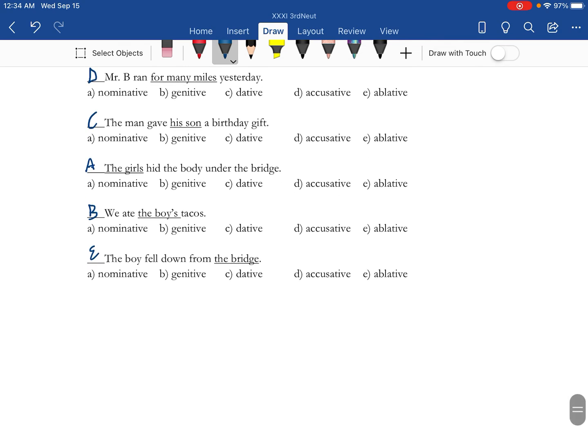Moving away from, ablative. All right, so there's your introduction to third declension neuter. Like regular neuter, nominative and accusative have the same endings. Nominative, accusative, plural end in A.